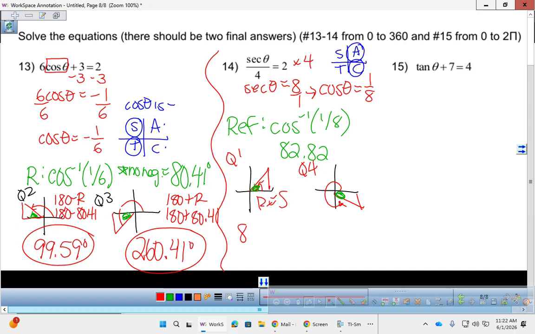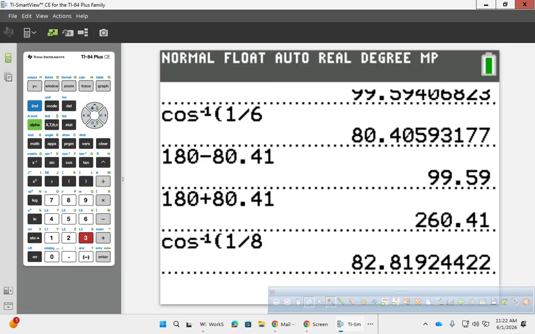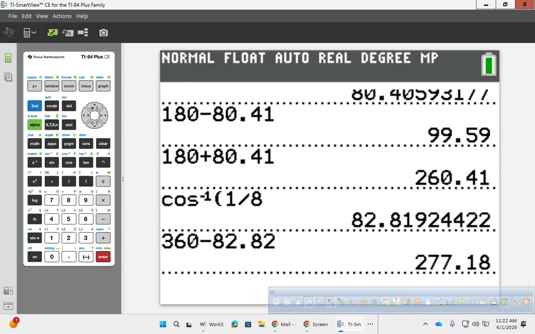So my answer in quadrant 1 is 82.82. I don't have to do any work. In quadrant 4 though, the two angles together make a full rotation. So reference plus standard equals 360. So I'm gonna have to do 360 minus the reference angle to get my standard angle. Each quadrant has its own rule, they change. 277.18.